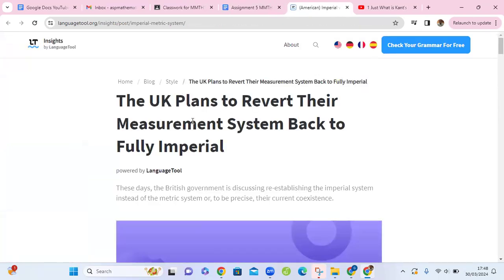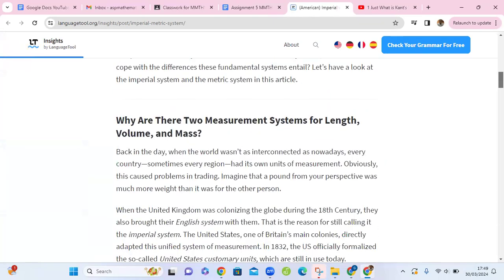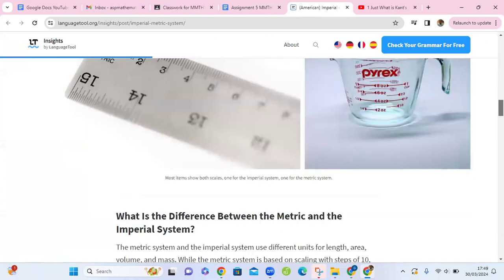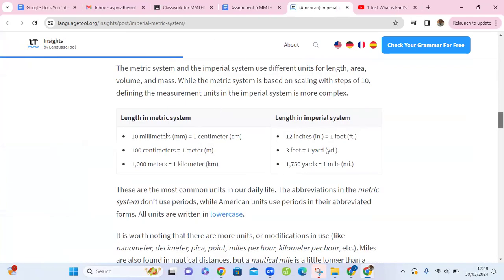In this website, it says the UK plans to revert the measurement system back to full Imperial. And when you scroll down, you see the metric system compared to the Imperial system. Here's an example. The metric system contains units like millimeters, centimeters, and kilometers, while the Imperial system contains units like inches, foot, yards, and mile.